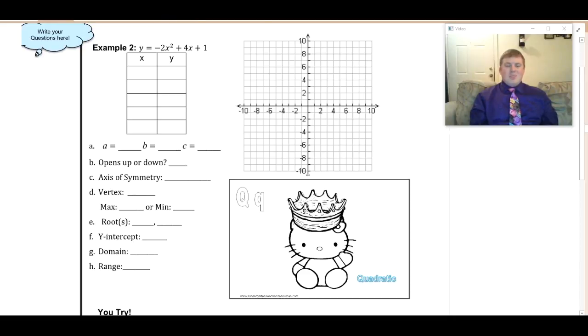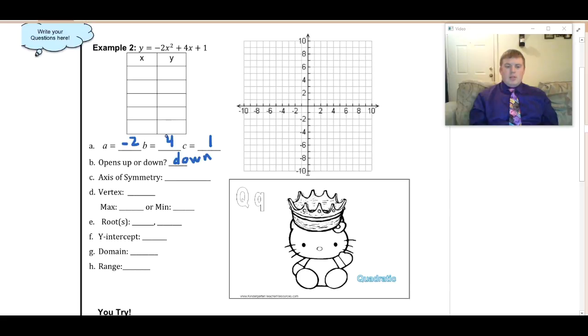Alright, so looking at example 2, the first thing I'm going to want to do is to go ahead and pull out my a, b, and c values. My a value is going to be -2, my b value is going to be 4, and my c value is going to be 1. So I'm going to go ahead and look at whether this should open up or down. That way I know if I'm on the right path when I do start graphing this. Our a value is negative this time, so that means it is going to open down.